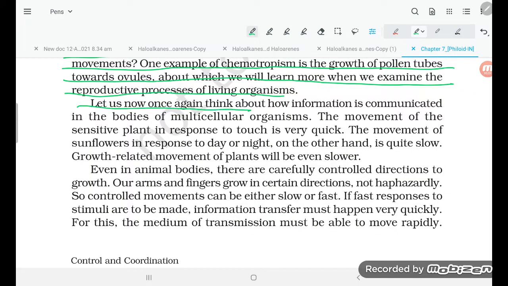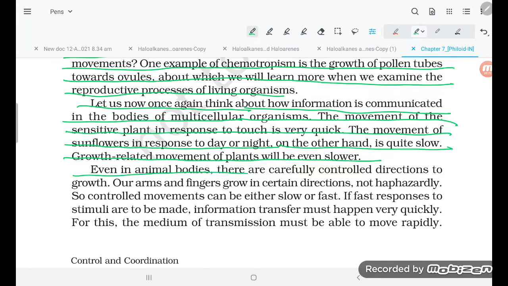Let us now once again think about how information is communicated in the bodies of multicellular organisms. The movement of the sensitive plant in response to touch is very quick. The movement of the sunflower in response to day or night, on the other hand, is quite slow. Growth-related movement of the plant will be even slower. Even in an animal body there are carefully controlled directions of growth. Our arms and fingers grow in certain directions, not haphazardly, so controlled movement can be either slow or fast.